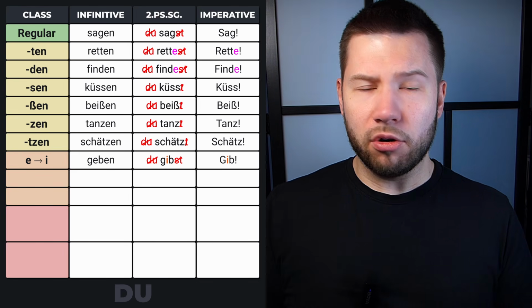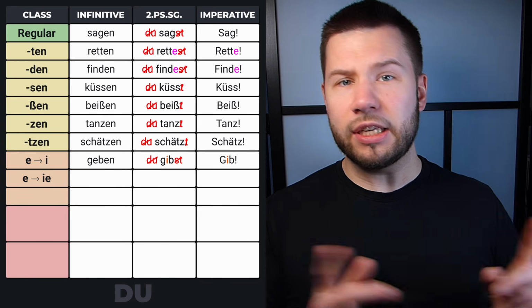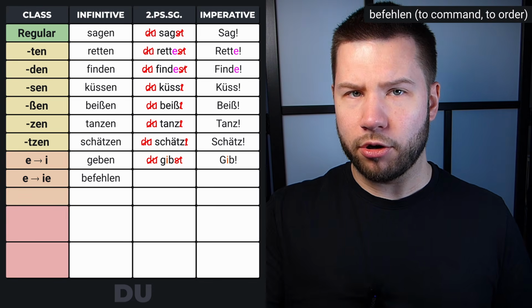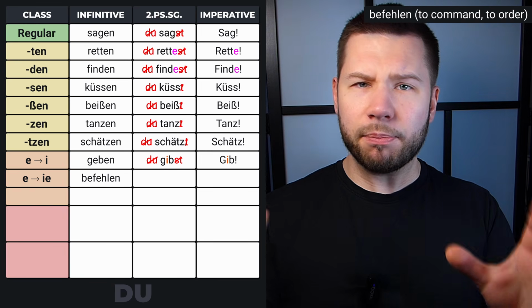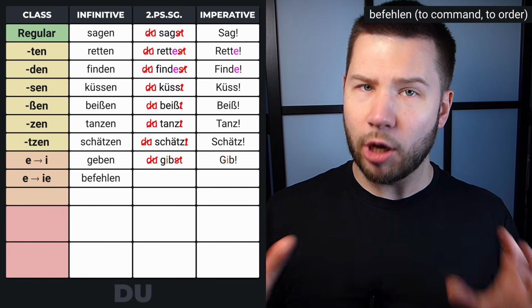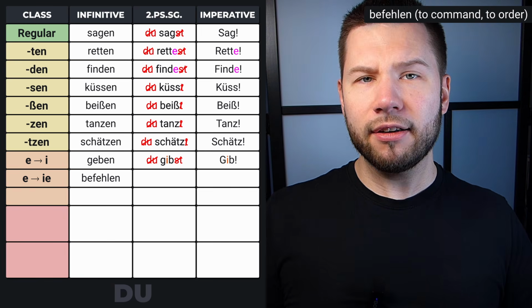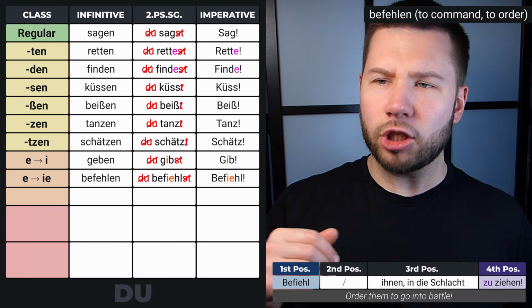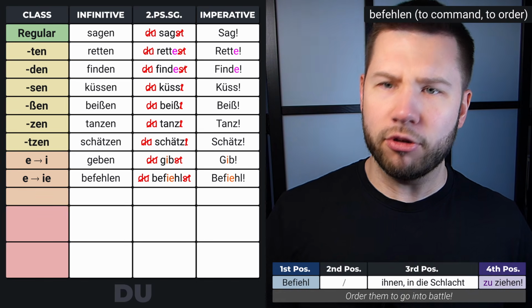The same change is true for the next group, the E to IE class. Let's use the verb befehlen, to command or to order somebody to do something, and put it into its imperative form. No linguistic pun intended. Befehlen, du befiehlst, befiehl. Befiehl ihnen in die Schlacht zu ziehen. Order them to go into battle.